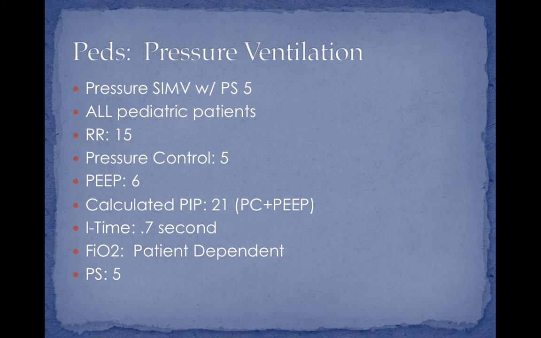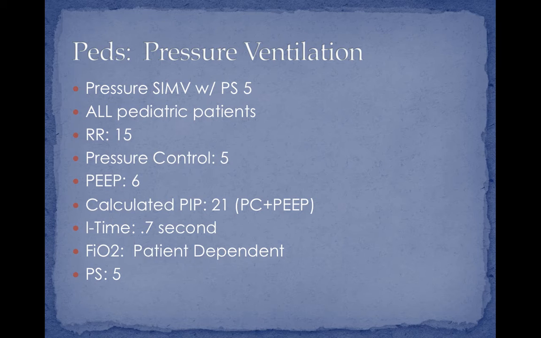So with pediatric patients, some changes. We're going to go to pressure control ventilation. We're going to do pressure SIMV with pressure support. We're going to hit our pressure support of about 5 for these peds patients. We're going to consider a pediatric patient anybody from about 10 to 50 kilos. That's a gray area. Anything less than 10 kilos, we're going to go to infant.